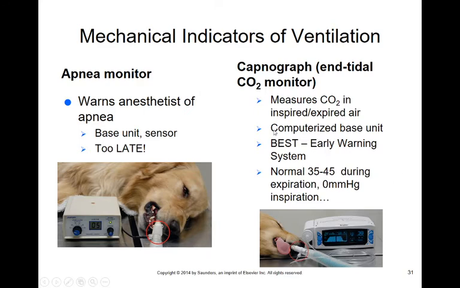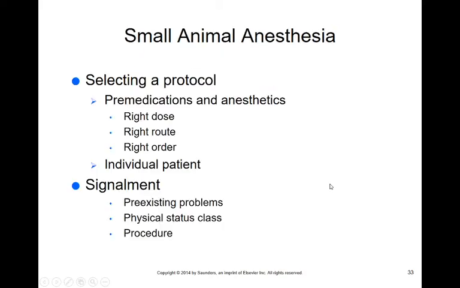It is the best early warning system when we are not ventilating properly. It is the first sign that something's going wrong with anesthesia. So we want to see these normals all the way throughout anesthesia. Okay, so practically speaking, what does this look like in small animal anesthesia?